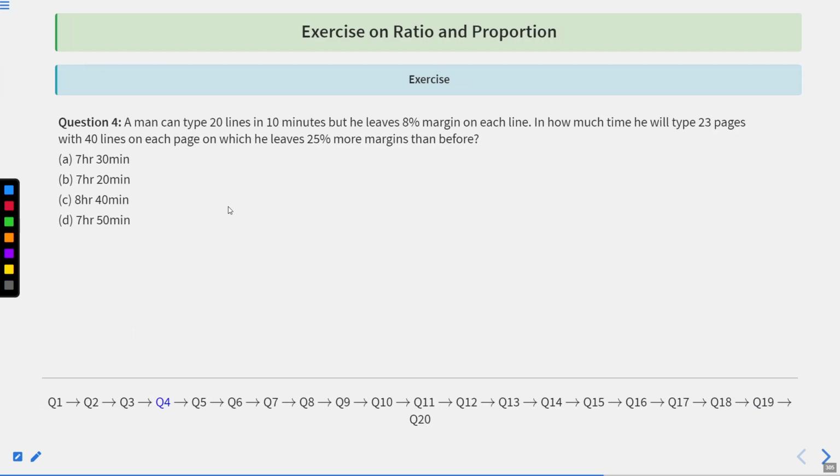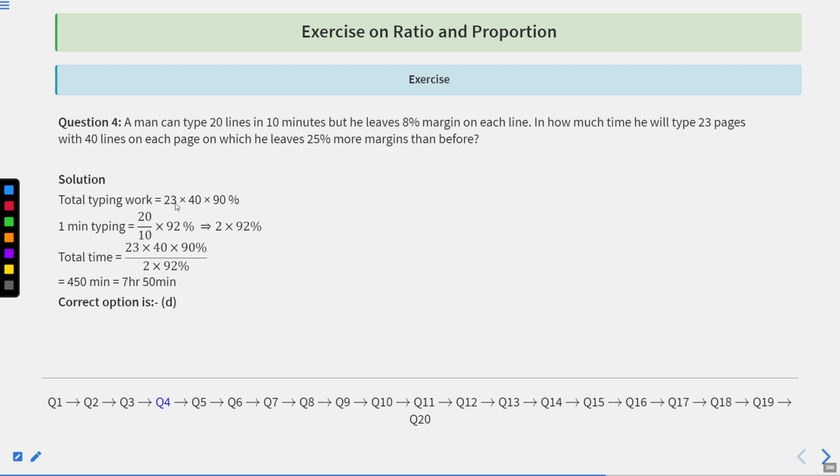A man can type 20 lines in 10 minutes, but he leaves 8% margin on each line. How much time will he take to type 23 pages with 40 lines on each page, if he leaves 25% more margin than before?